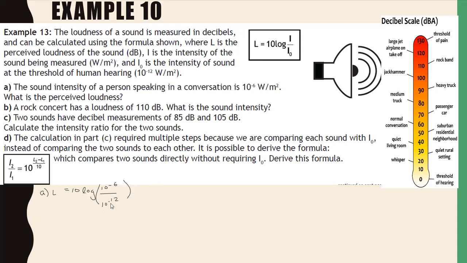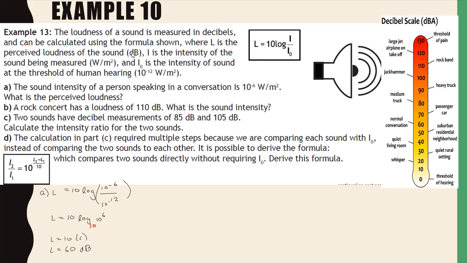So we're going to simplify inside of this logarithm first. So it becomes negative 6 minus negative 12, which becomes 10 to the power of 6. Now what's really important here is we actually have a base 10 here. So the base of the log and the base of this power are the same. That means this logarithm is going to equal 6. So then our loudness is equal to 10 times 6, or 60 decibels.